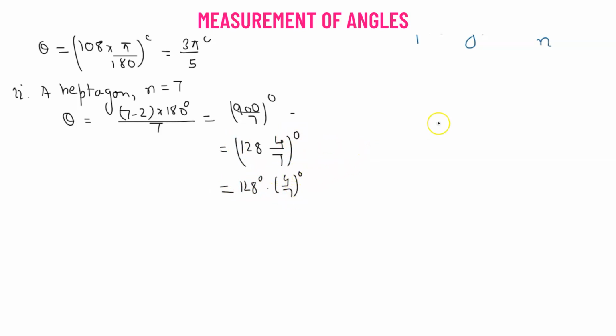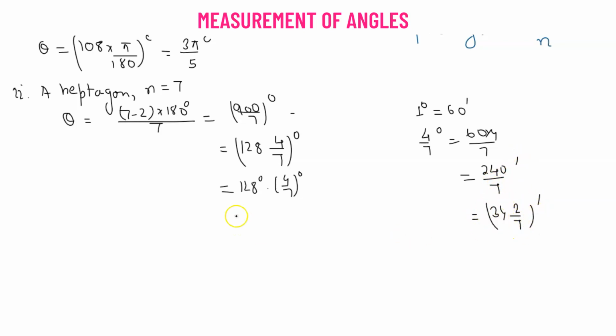Now we're going to use the fact that in each degree we have 60 minutes. So for each 4 over 7 degrees, we're going to have 60 times 4 over 7. So that's going to be 240 over 7 minutes. Now 240 over 7 can also be expressed as 34 and 2 over 7. This is going to be in minutes. So now we have 128 degrees, 34 minutes and 2 over 7 minutes as well.